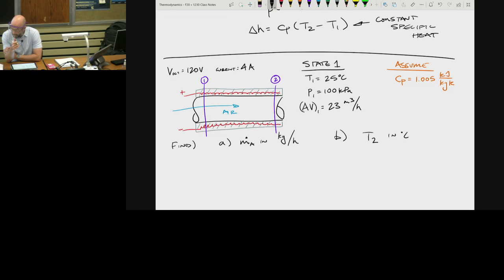Now, this problem doesn't say anything about being steady state in the problem statement. But I'm going to assume it's steady state. I'm assuming the air is flowing through there. We're not in that ramp up period, or in the ramp down period. We're in that constant period where air is flowing through this pipe. There's nothing to tell us otherwise. So we're going to assume steady state.